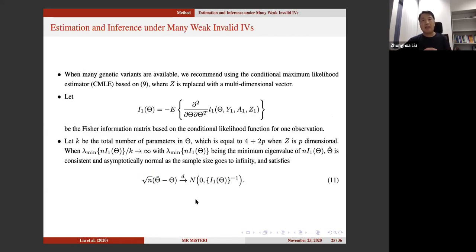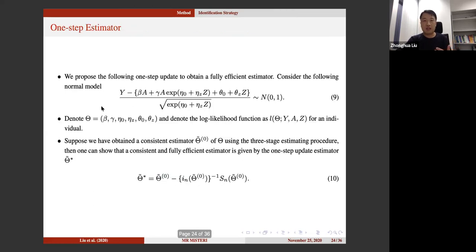Okay, so let's move on to weak IV. Suppose in your data you have many weak, invalid IVs. They are weak, and they are also invalid. Can we combine those weak IVs to mitigate the weak IV bias? The answer is yes. You simply put Z as a multi-dimensional vector. You just put it into this model. We have one Z here, and you just put many Z here.